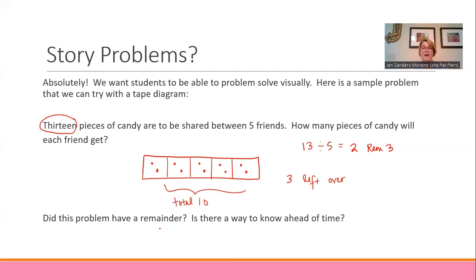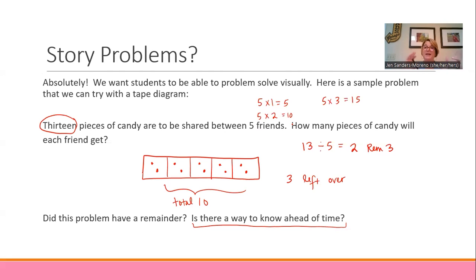We could ask our students about that. Of course, they're going to say yes, we have some left over. And then, is there a way to know ahead of time? Now, that's basically trying to get them to think about, is there a multiplication fact? Like, think of their multiples of 5. 5 times 1, 5. 5 times 2, 10. 5 times 3 is 15. So was there a fact in this group which was 5 times the number 13?